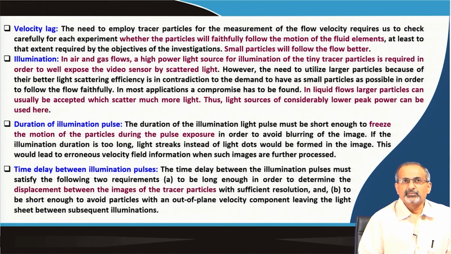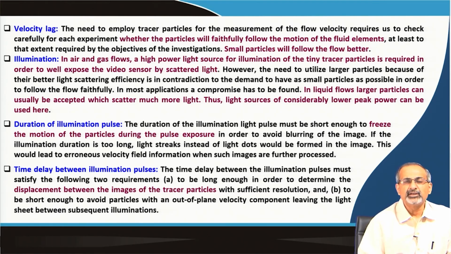Duration of the illumination pulse. The duration of the light pulse must be short enough to freeze the motion of the particles during the pulse exposure, so that you avoid blurring of the image. If the illumination duration is too long, light streaks instead of light dots would be formed in the image, and this would obviously lead to erroneous velocity field information.